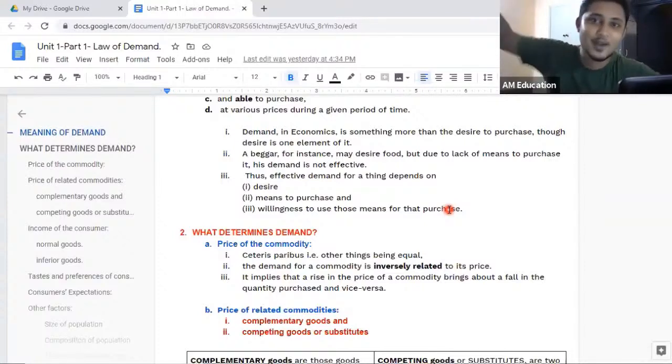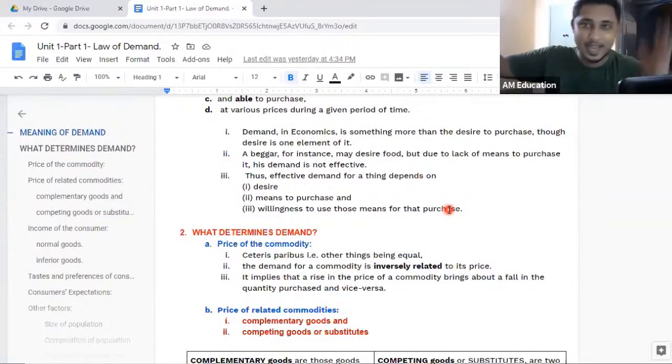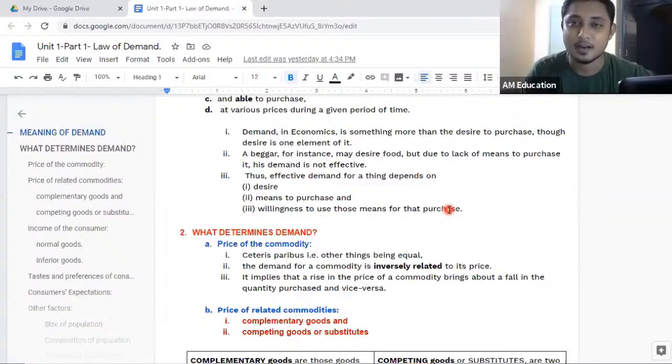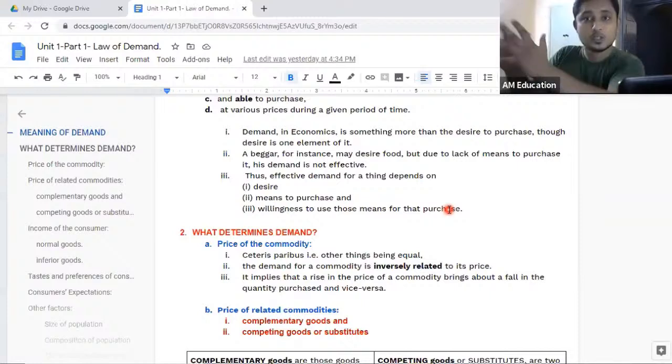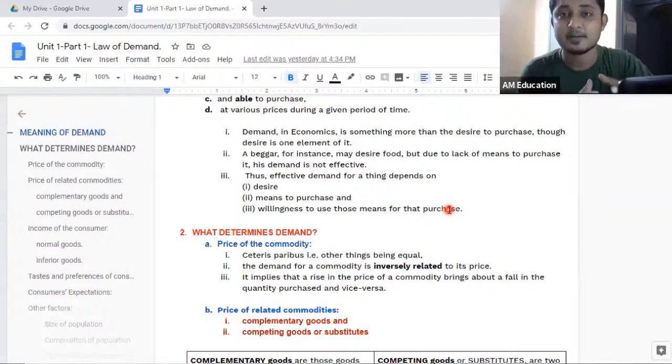I can't sell all my assets and get all of them together and buy this car of 1 crore 50 lakhs. What am I going to eat? Where am I going to stay? Right? So it is not only just the desire and the ability, but it's also the willingness to use that money, or the willingness to use the ability to satisfy this desire.